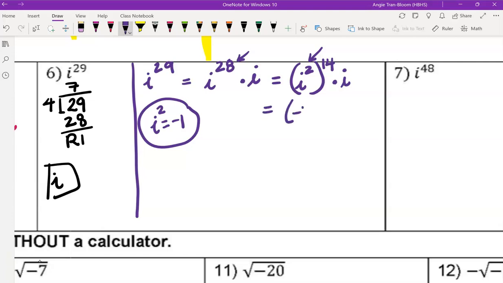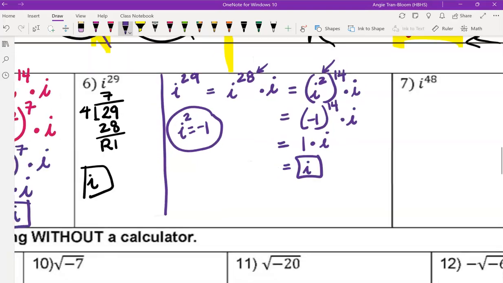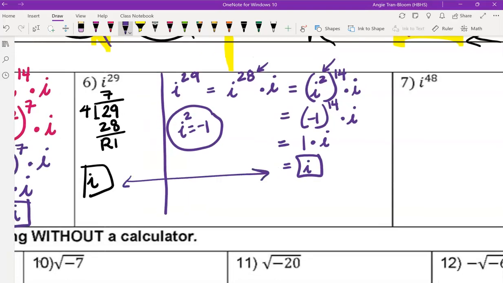i squared is -1. -1 to the 14th power times i. A negative number to an even power is always positive. 1 times i is i. So as you can see, it doesn't matter which way. Pick a way that you like. The first way, you do have to memorize the remainder, okay, and what it gets.